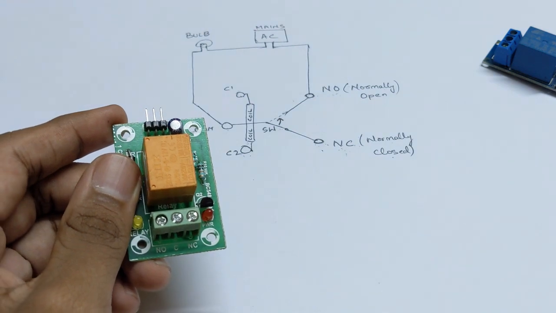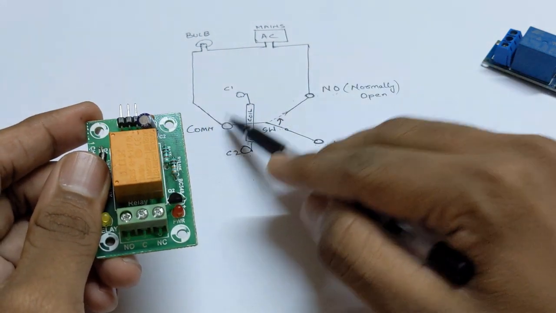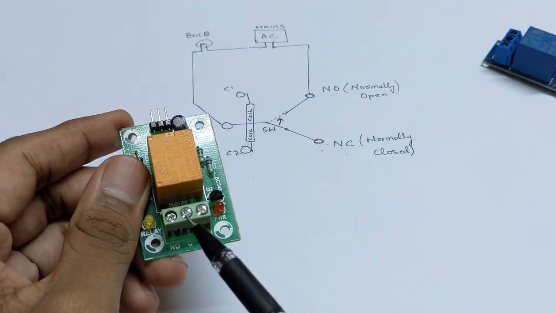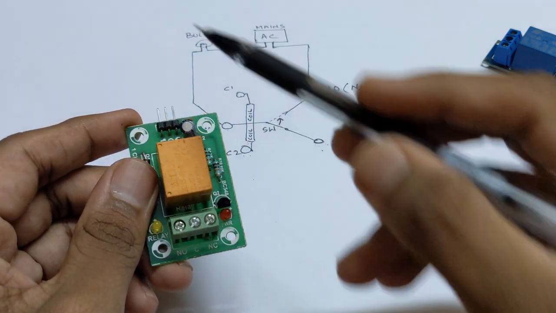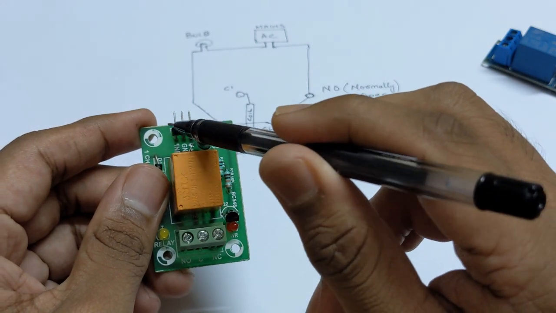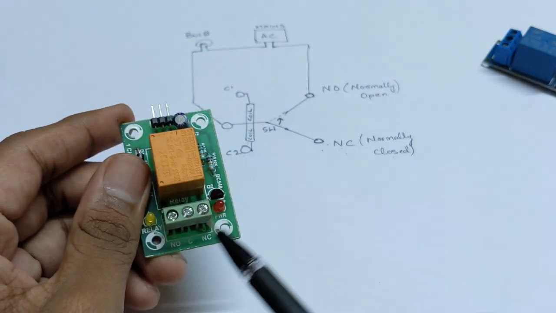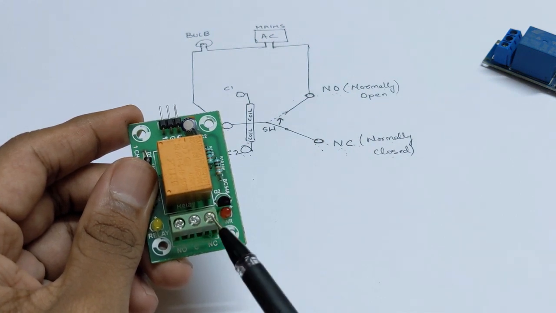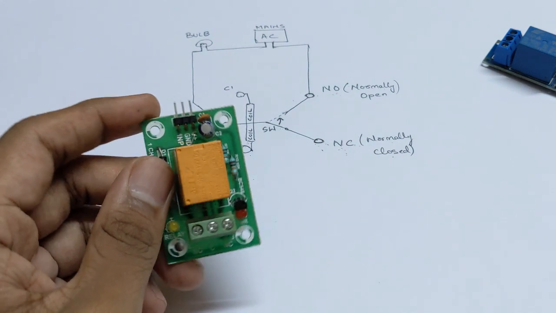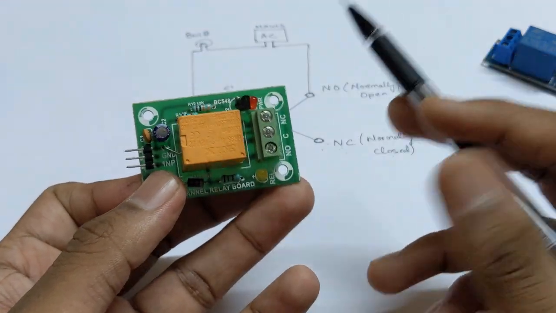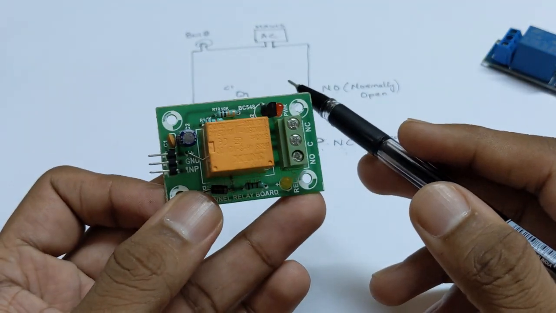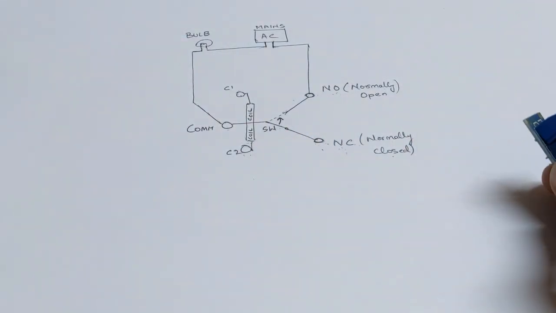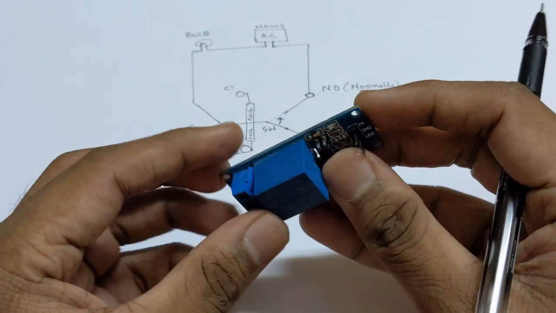We need to connect our appliance to common and NO, these 2 points. Once you give an input signal to the pin, these 2 ports will be connected and these 2 will be disconnected. So this is one of the configurations. This one is controlled by an active high signal. Some relays will have an active low signal, so you need to check that accordingly.